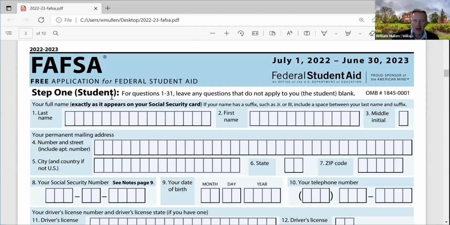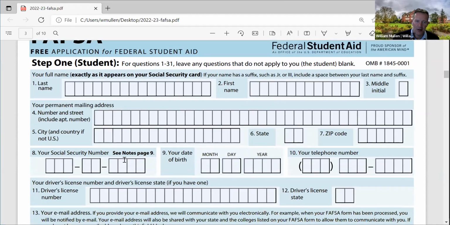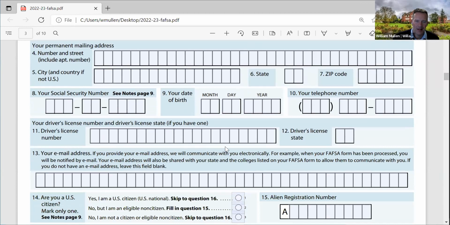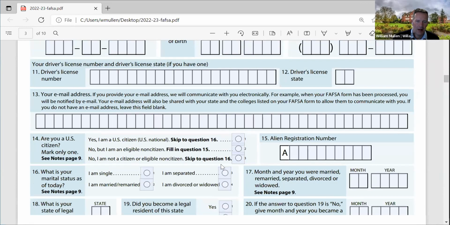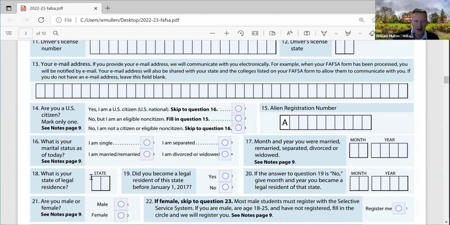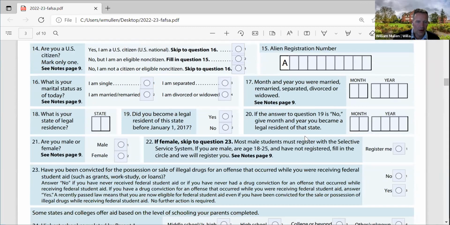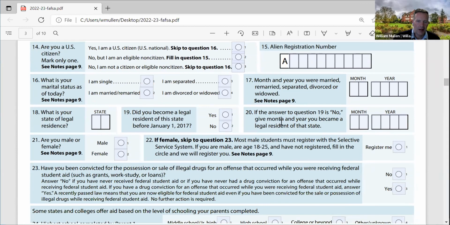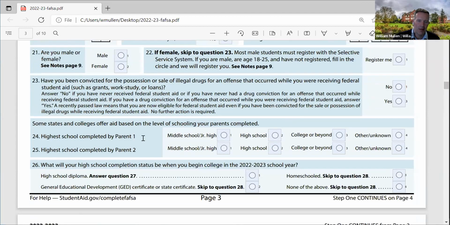So there's going to be two parts. Step one is for the student. They're going to want name, contact information, social security number is really important, driver's license number if you have one, the state, email, all of these kinds of things. They want to make sure that you're either an eligible non-citizen or U.S. citizen, and so on and so forth. Get an idea of your marital status. This is the student they're asking about, because there are students who are adults who apply for financial aid as well.